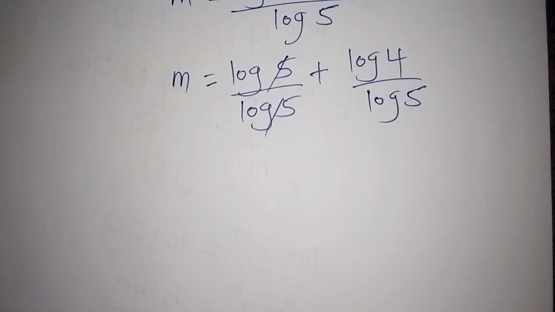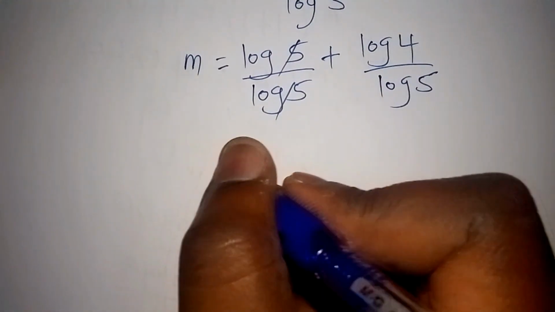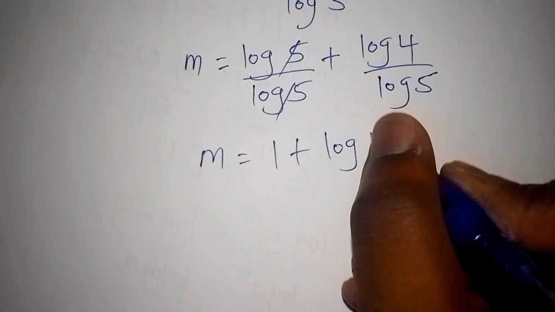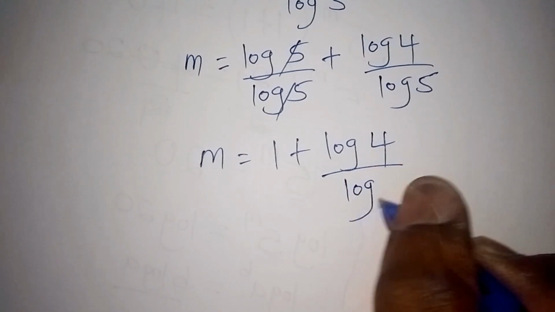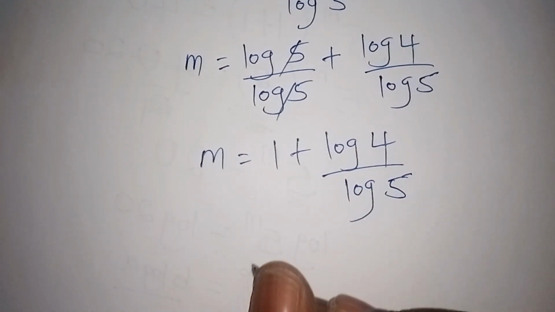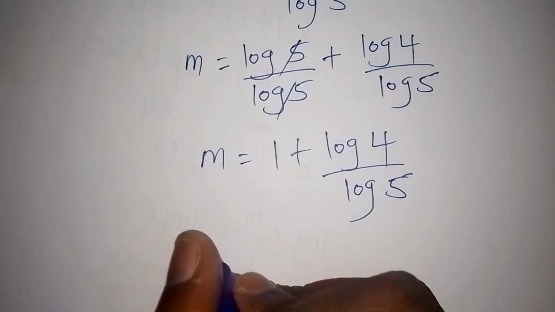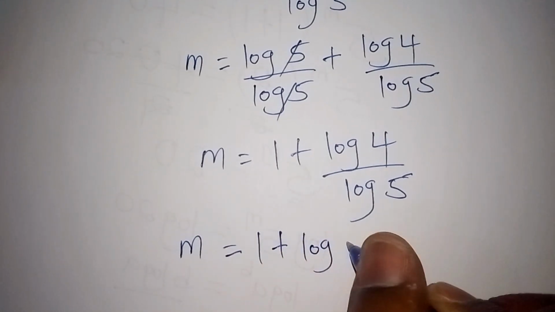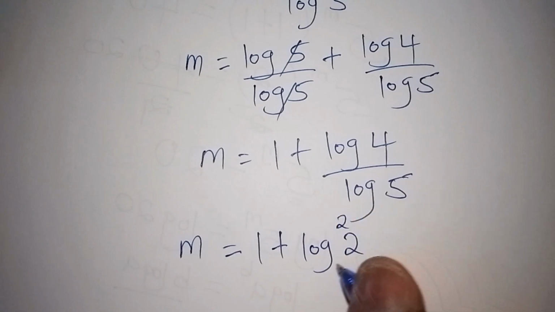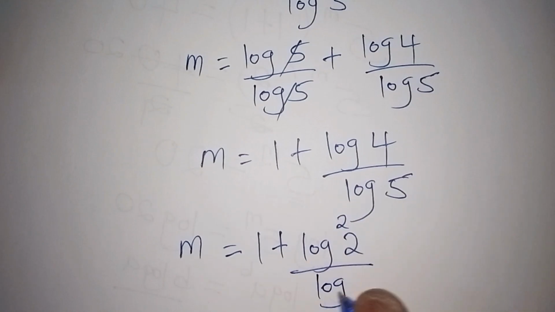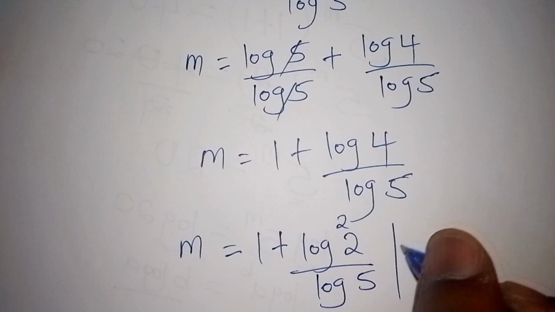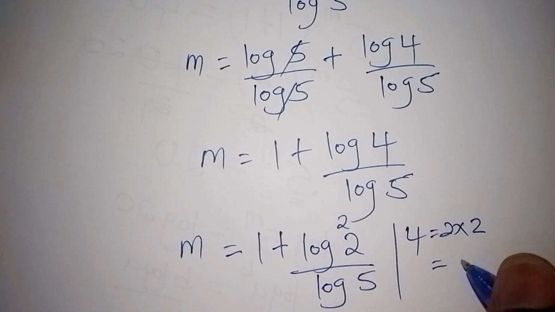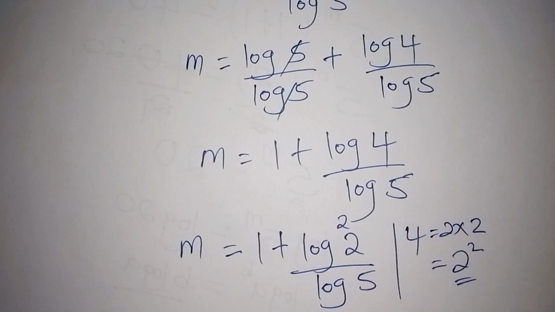So now our m is equal to 1 plus the log of 4 all over the log of 5. We can still simplify the log of 4 over the log of 5 by saying m is equal to 1 plus the log of 2 to the power of 2 all over the log of 5. The reason is that 4 is equal to 2 multiplied by 2, so we shall have 2 to the power of 2.